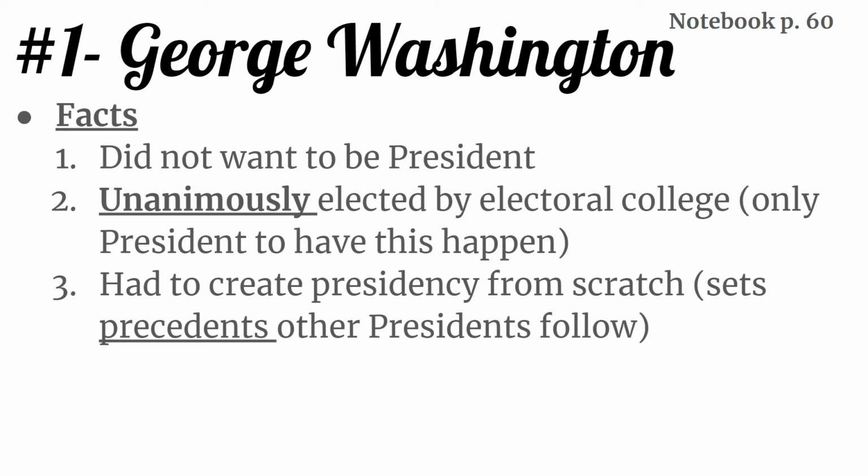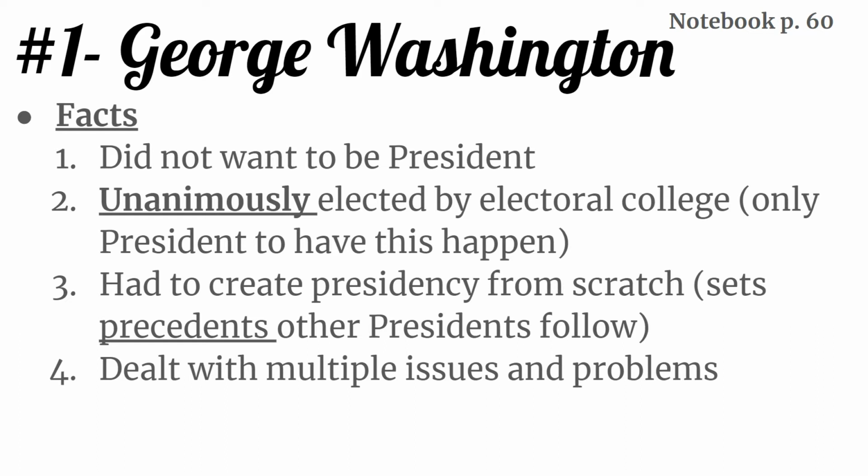Now, George Washington had a lot of problems because he had to create the presidency from scratch. There were no rules, there was no decorum. He literally was creating things as he went along. In the process, he's going to create four precedents. A precedent is not a president. A precedent is something that other people will follow. They are sort of unofficial guidelines that all future presidents follow. And finally, you need to understand that not everything was great for George Washington. In fact, he had to deal with multiple issues and multiple problems from both within his cabinet as well as outside.